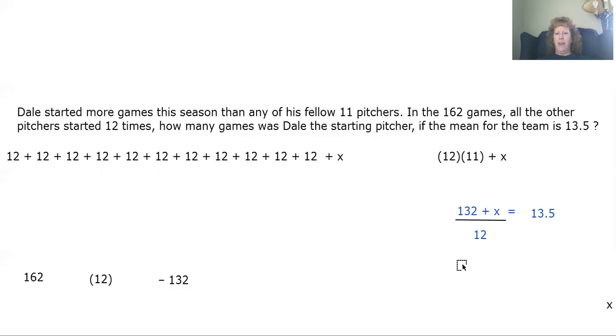Since we're doing the opposite in order to get X by itself, instead of dividing by 12, we multiply both sides by 12, which cancels the 12 on this side, and on the other side that would equal 162. Then on this side we have 132 plus X. If we do the opposite of that and subtract 132, then X would have been 30.